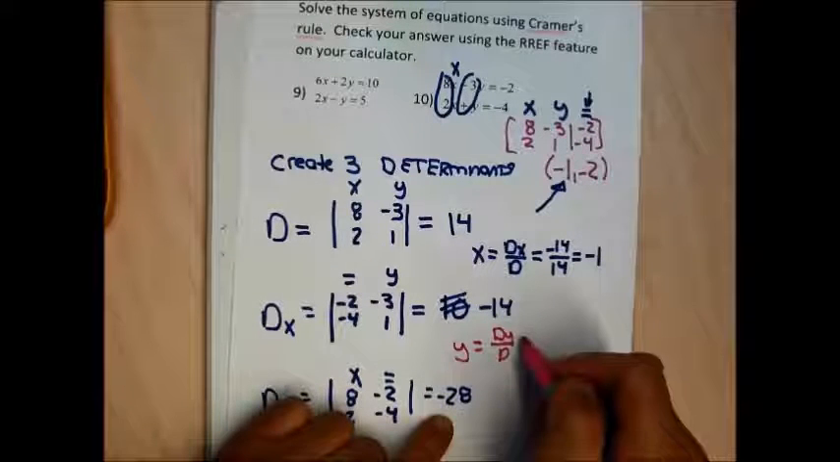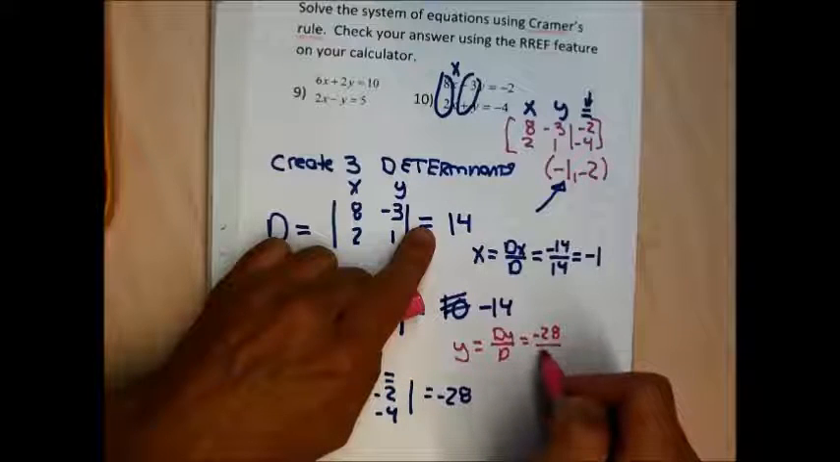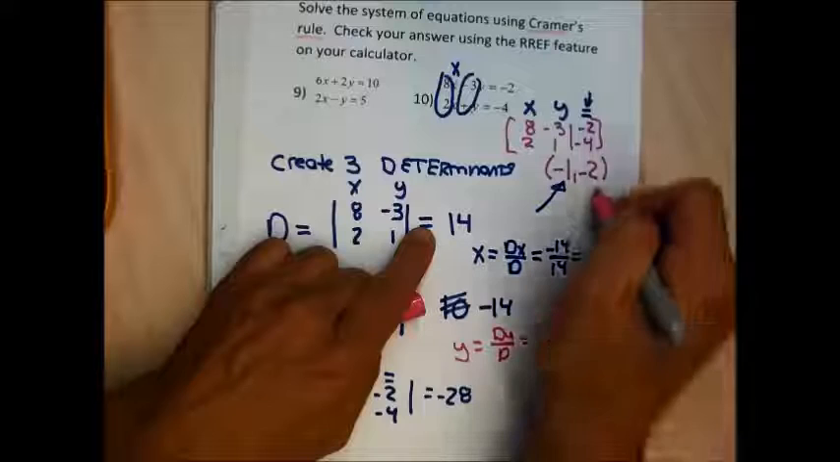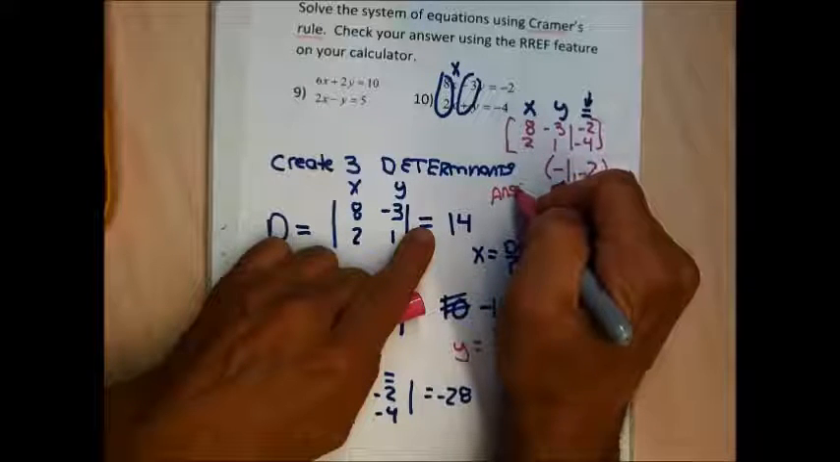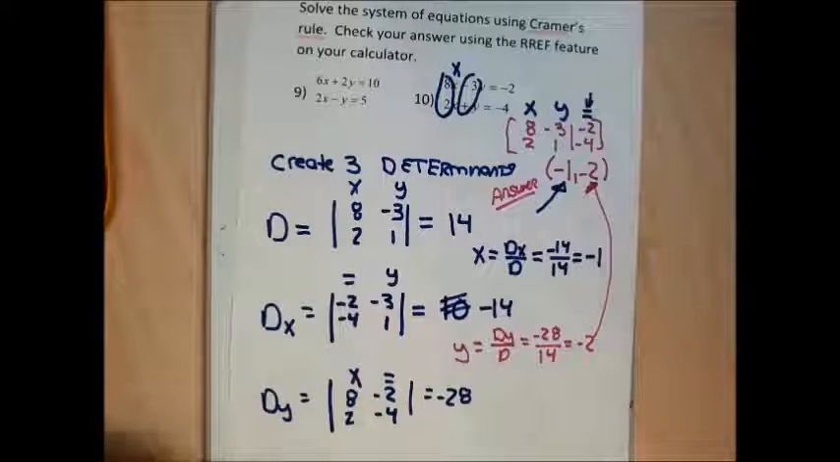The d sub y number is -28. The d number is +14. -28 divided by +14 is -2. So the answer I already knew. The answer was x equal to -1, y equal to -2.